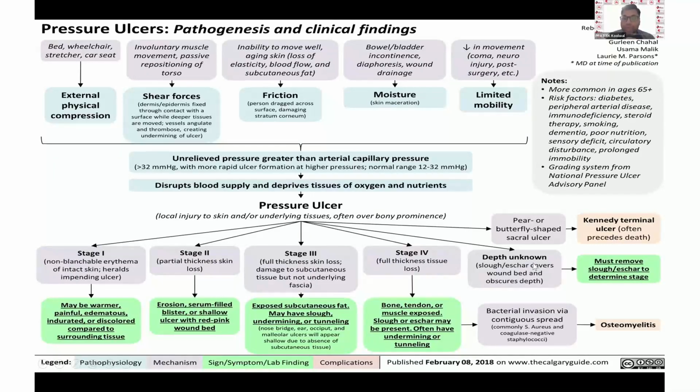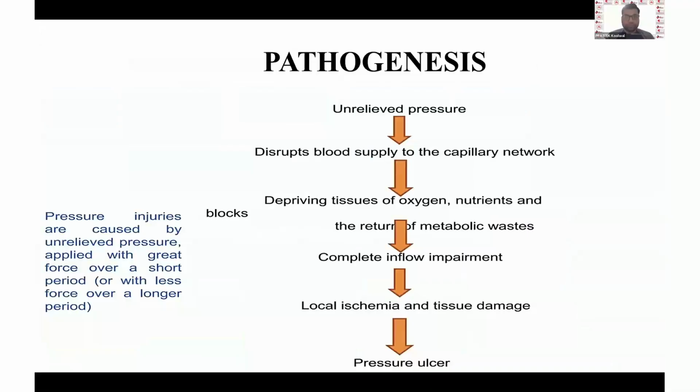Depth unknown is when slough and eschar cover the wound bed and obscure the depth, how deep it is. So it is the most dangerous. It's like the occult part, where we don't know how deep it is. You must remove the slough and eschar to determine the stage. Stage 4 goes towards osteomyelitis also. So this is the whole summary of the pathogenesis of the pressure ulcer, which is to be known to treat our patient.